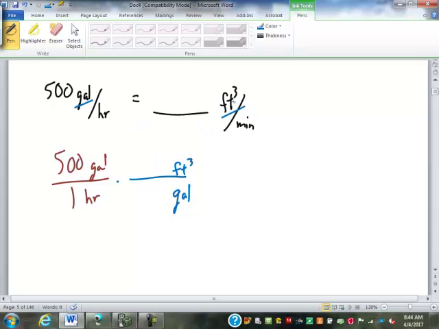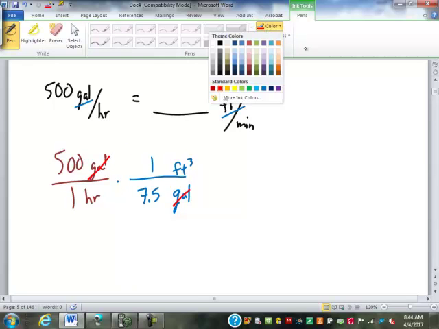It's gallons per hour, cubic feet per minute. So gallons are going to become cubic feet. What's the relationship between cubic feet and gallons? 1 cubic foot equals 7.5 gallons. Good. So the gallons are gone. We're now in cubic feet per hour.